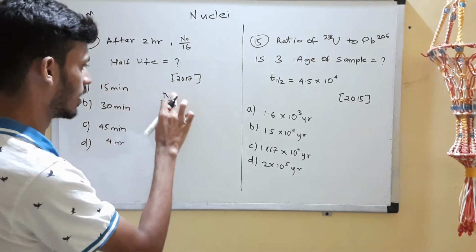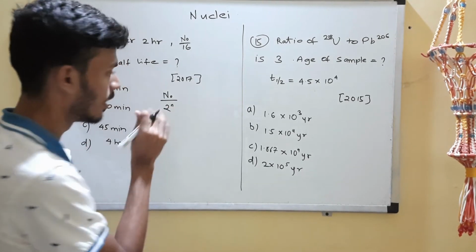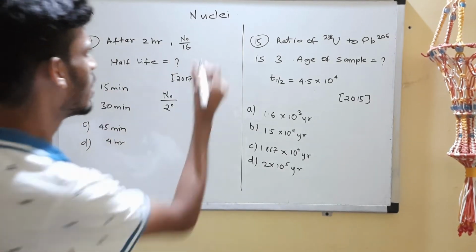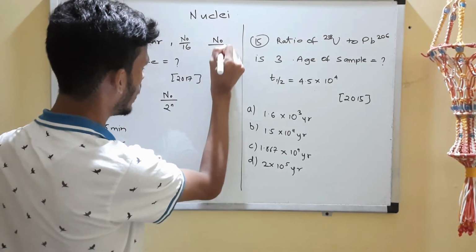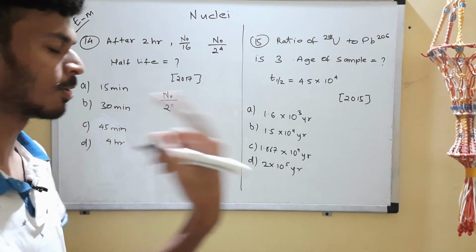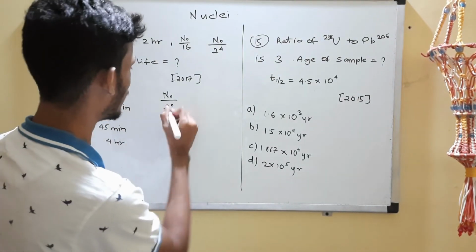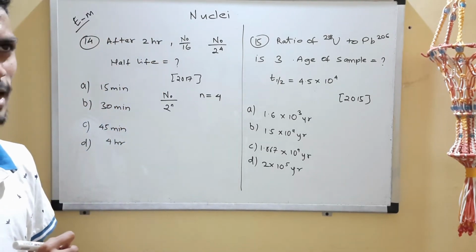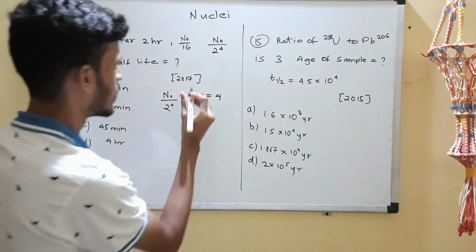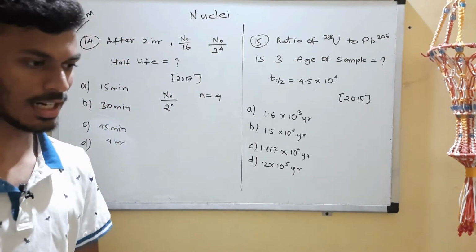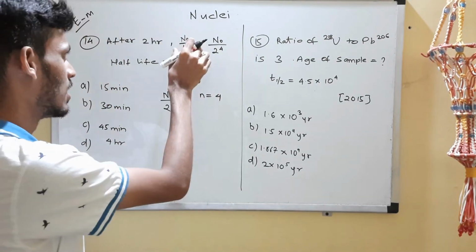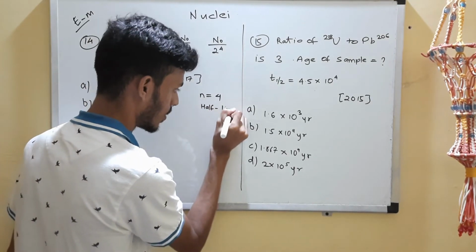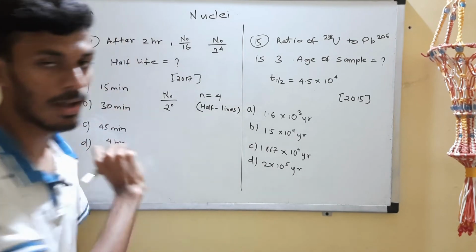Now after n half-lives, I told you that the concentration that remains is N0 by 2 to the power n. So this is the concentration that remains undecayed after n half-lives. You can compare this and this. If you see, it is N0 by 2 to the power 4, since 2 to the power 4 is 16. So if you compare, you'll get that n is equal to 4. What does this mean? 4 half-lives have passed. When the undecayed remaining concentration is N0 by 16, 4 half-lives are completed.